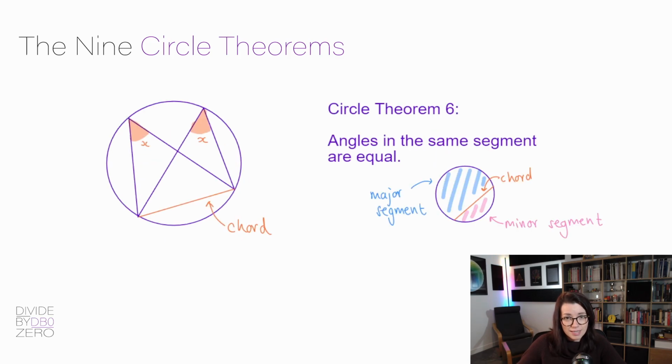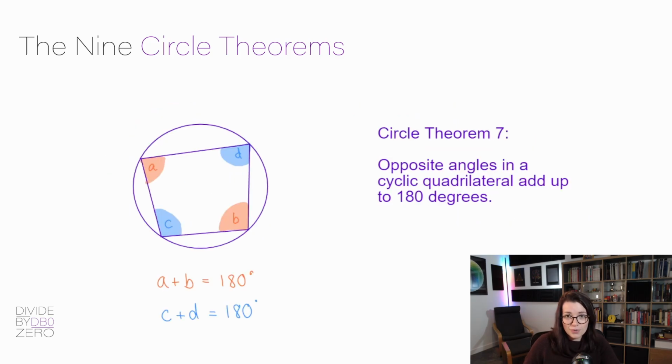Circle Theorem 6. Angles in the same segment are equal. So first of all, make sure you're happy with what a segment is. We saw a chord earlier being a line that just cuts the circle that's not the diameter. That will cut the circle into two pieces. The big piece is called the major segment and the smaller piece is called the minor segment. Either way, if you are looking at two angles in that same segment, they will be equal to each other.